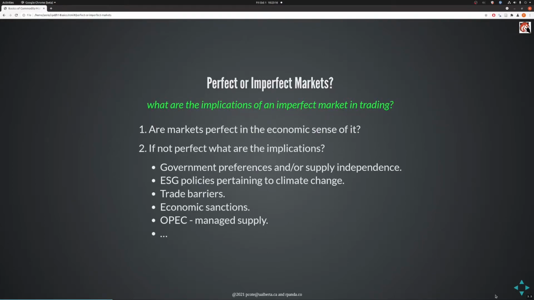The second aspect on economic principles is to form an assessment to what degree markets are perfect or imperfect. Now, what do we mean by a perfect market? In economic and finance theory, when we refer to perfect markets, we refer to markets where there is a multitude of suppliers and a multitude of end users, where no specific agent, producers, or end users have any undue influence or control on the market.